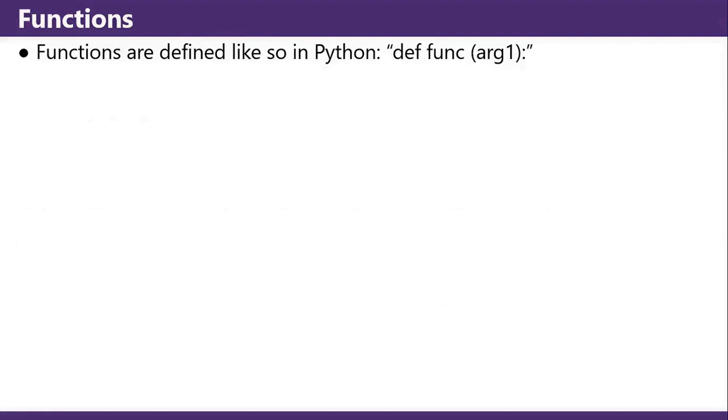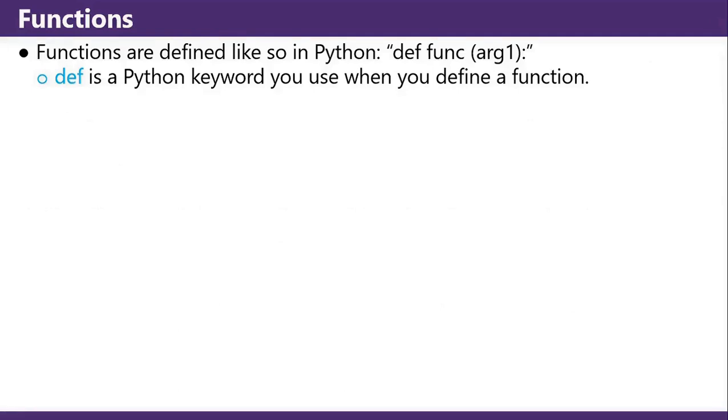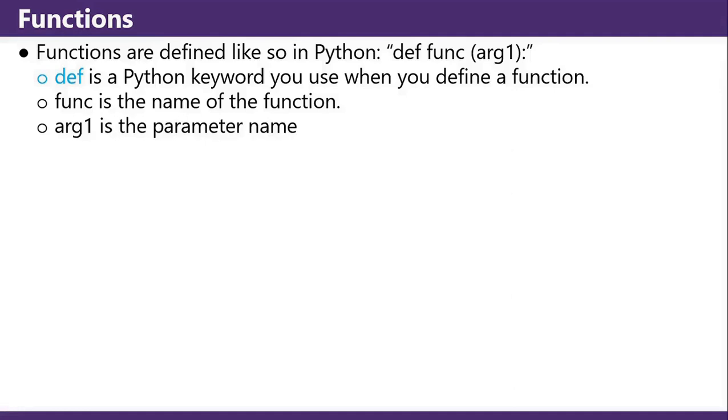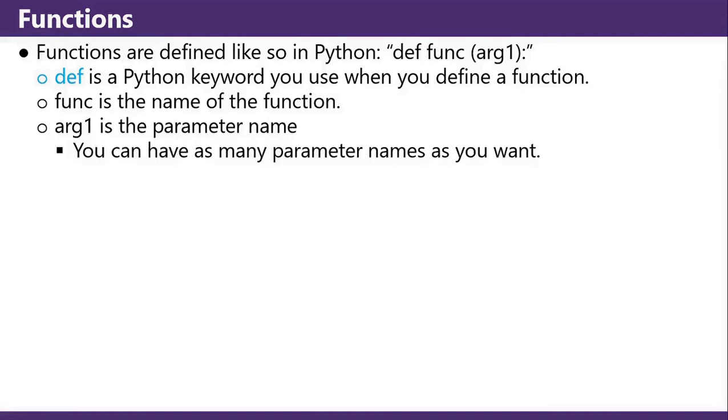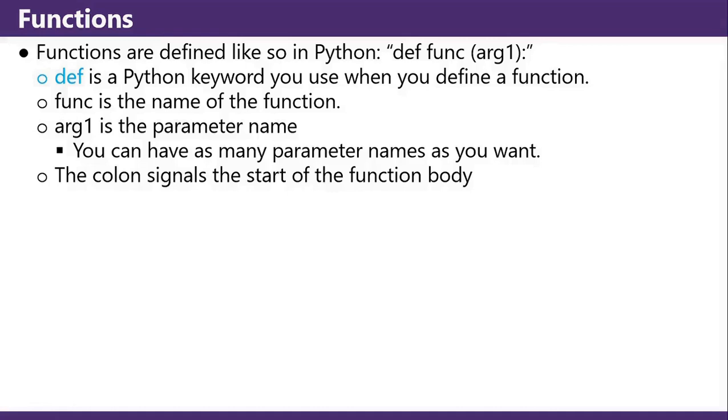Functions. Functions are defined like so in Python. def func(arg1): def is a Python keyword you use when you define a function. func is the name of the function. arg1 is a parameter name. You can have as many parameter names as you want. The colon signals the start of the function body. Functions must be indented after this line.